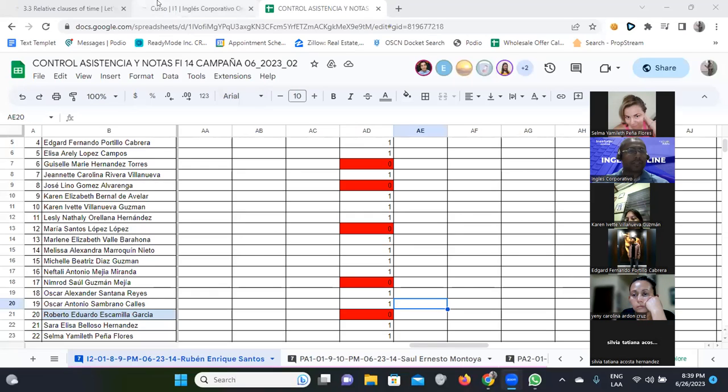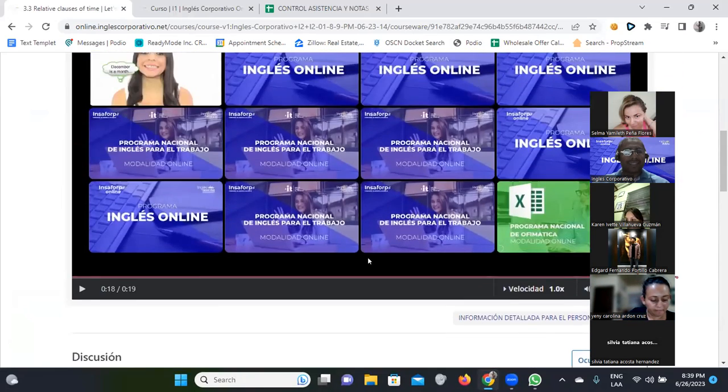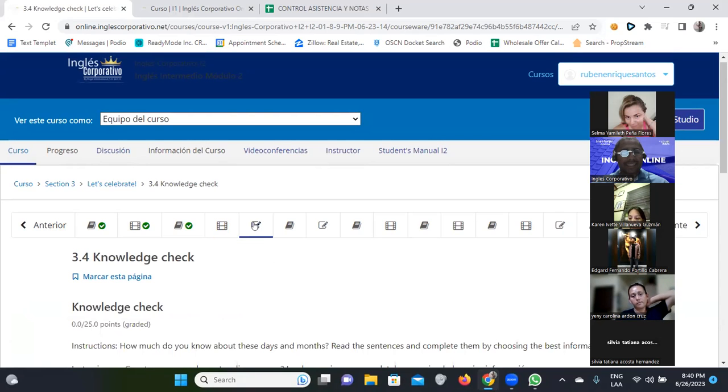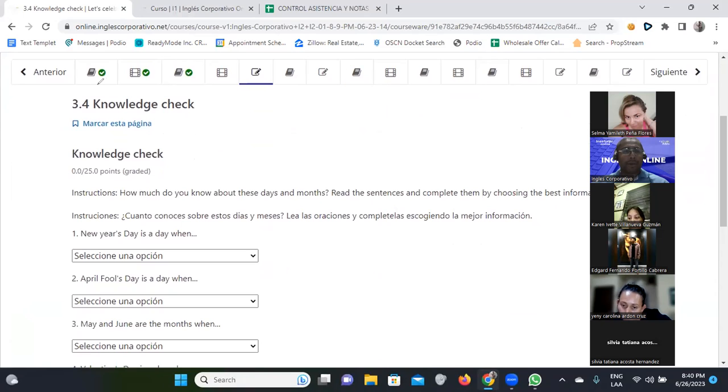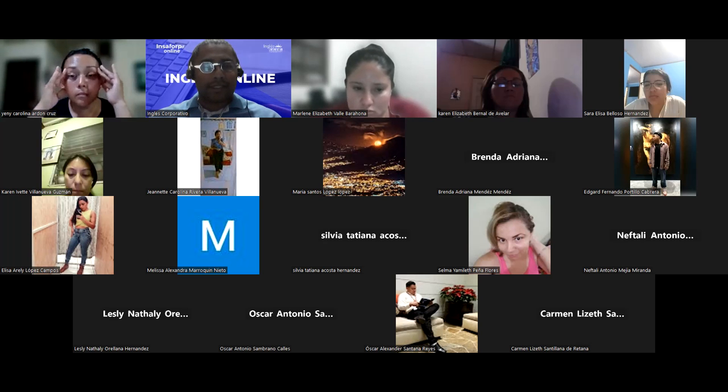Everybody finish? Yes, teacher. Okay, all right. If you did not finish, it is your homework. Right now, we are going to look at section number 3.4. And it says, instructions. How much do you know about these days and months? Read the statements and complete them by choosing the best information. Instrucciones. ¿Cuánto conoces sobre estos días y meses? Lea las oraciones y complétalas escogiendo la mejor información. All right. Vamos a tener 5 minutos para trabajar en grupos y completar el ejercicio.